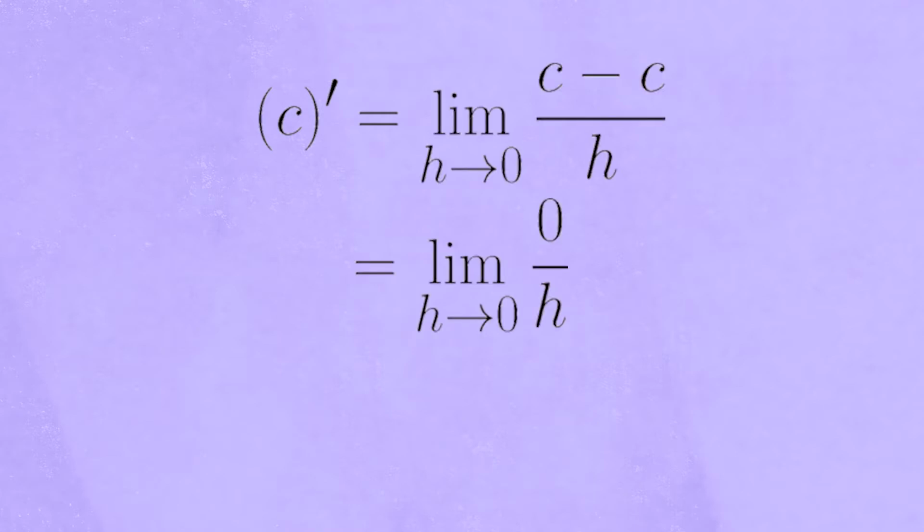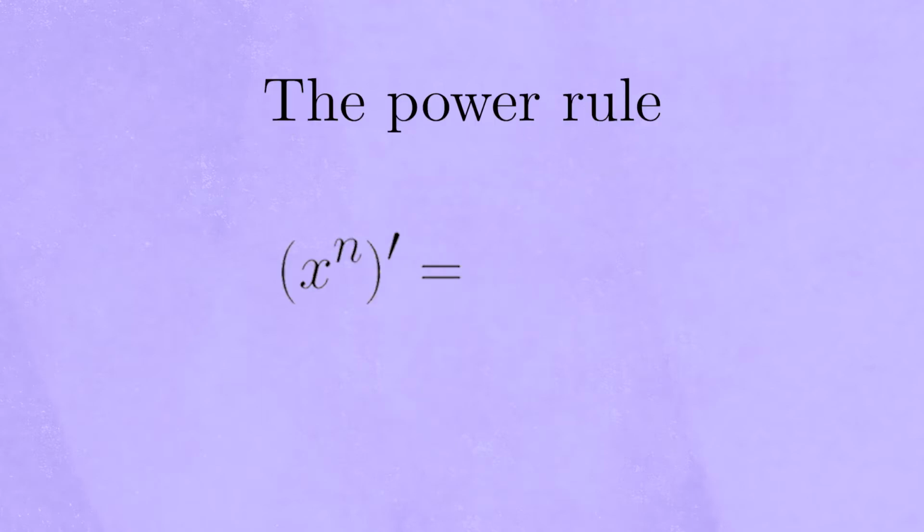We start with the simplest kind of function, a constant. We can compute the limit directly and show that the derivative of a constant function is 0. Let's step up in complexity to f of x equals x to the n. These functions are powers of x, and we call the rule for differentiating them the power rule. It works by multiplying x by the power and reducing the power by 1.